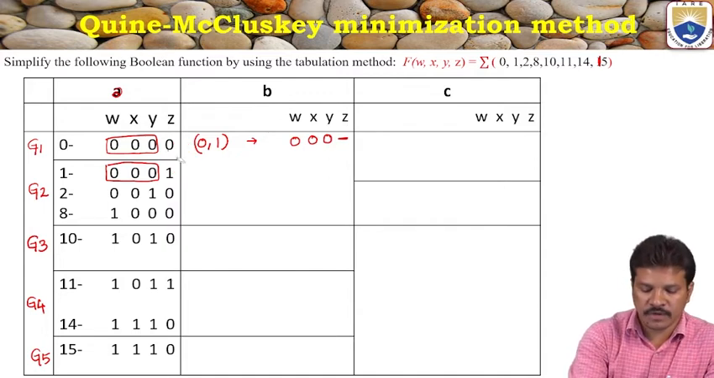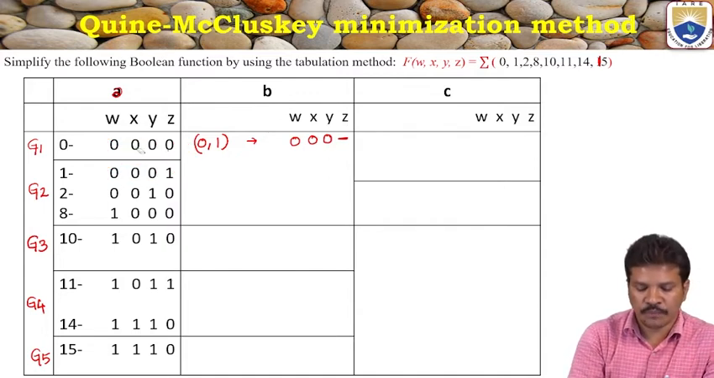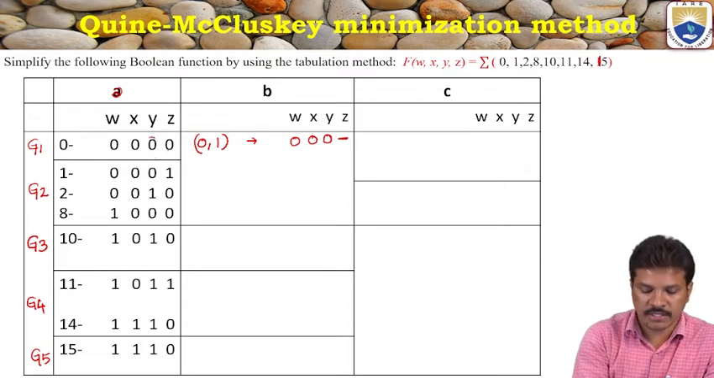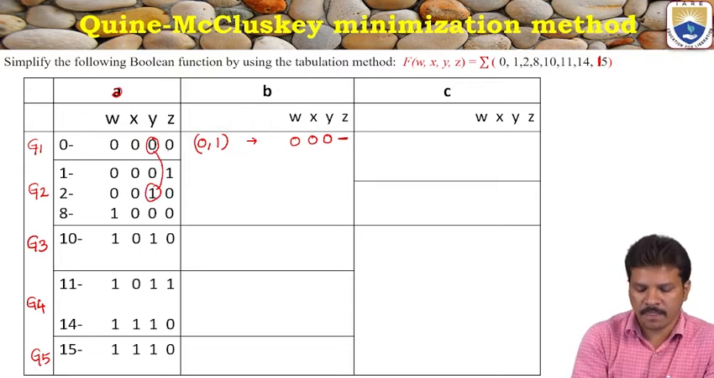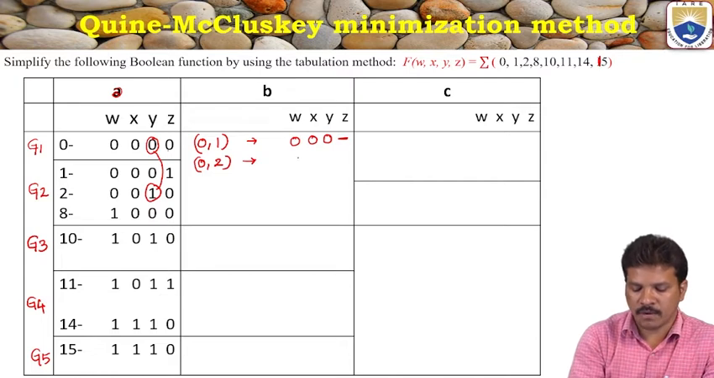Another group: if you see this, 0 and 2 also have one variable change. This is the one variable change, and the remaining 3 bits are common, so we can also group it into 0 comma 2 as one group. So what are the common variables? W bar, X bar, Z bar, but Y is different, so we can represent it by a hyphen.